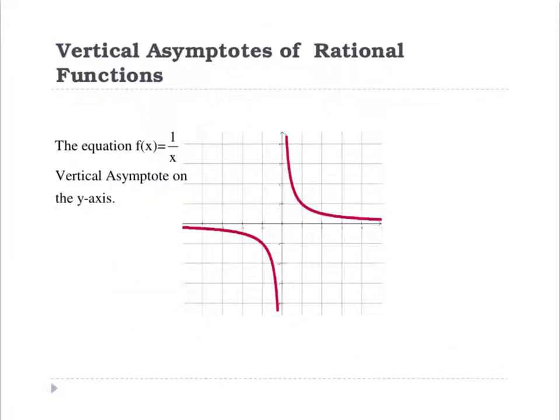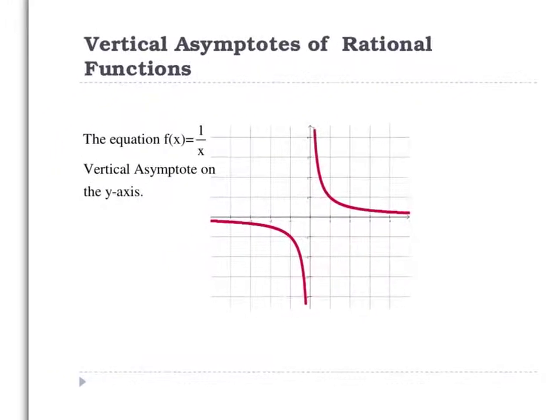Okay, so here we have vertical asymptotes of rational functions. And I want to talk about what the definition of this means. So we have a vertical asymptote at what is going to make the denominator undefined? What makes the denominator undefined here? 0. So if x is 0, I have a vertical asymptote.